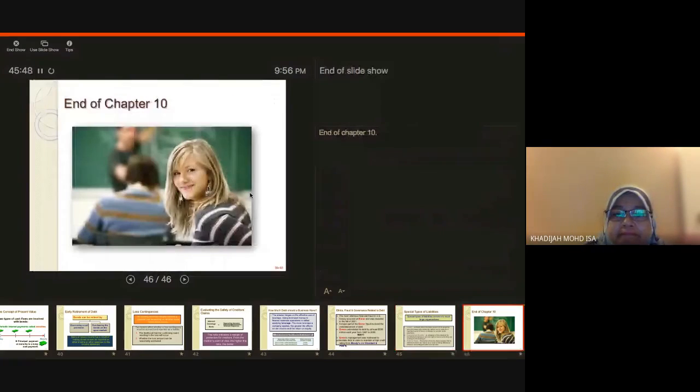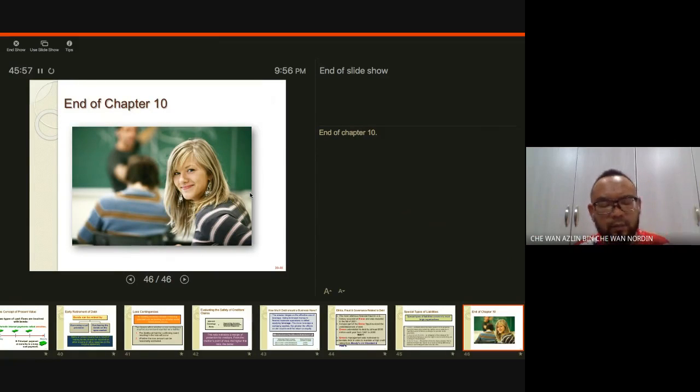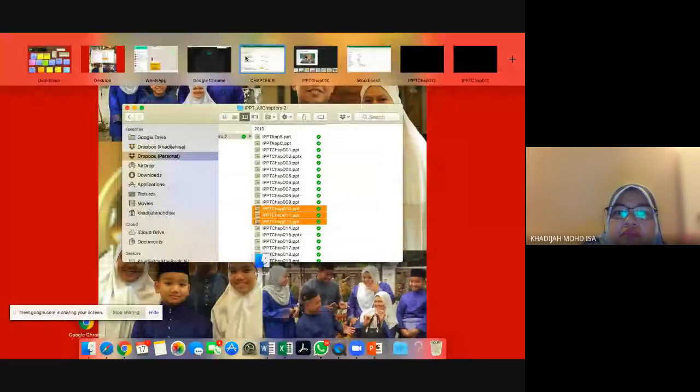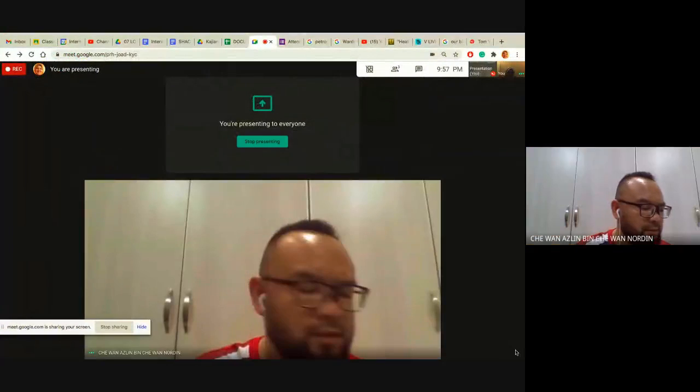Then that is your chapter 10. For liabilities, you should know there are two types: current liabilities and non-current liabilities. Liability is always a credit balance. Whenever there is a payment of your current liabilities, that will reduce your liabilities. When you make a payment, of course, you credit your cash, and then you reduce your accounts payable, so you debit your accounts payable. That's it for chapter 10.